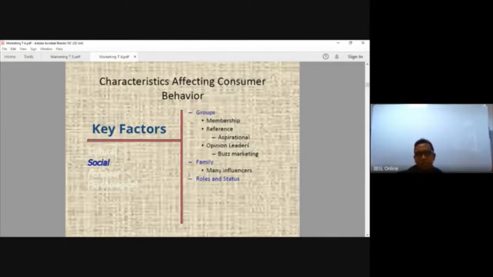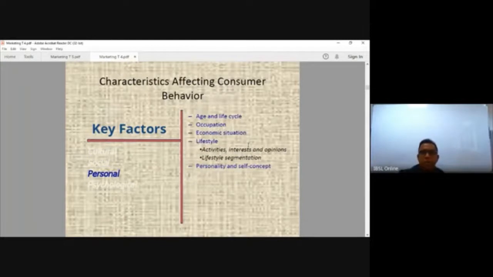Maybe if you are holding a big position, then your behavior will be different to a person who is in a lower position, lower status than you, and so on. Then your various personal factors, like age and in which stage of the life cycle.